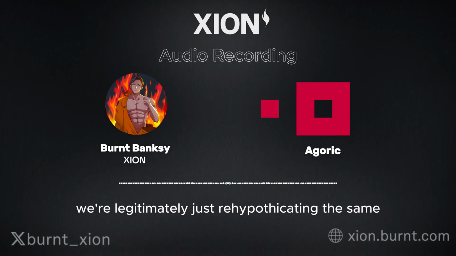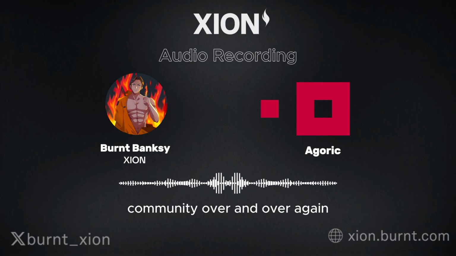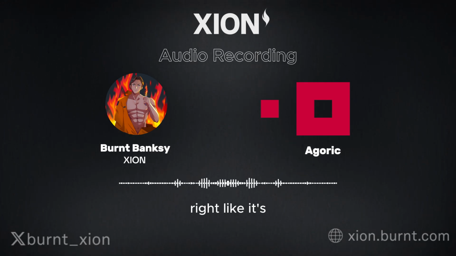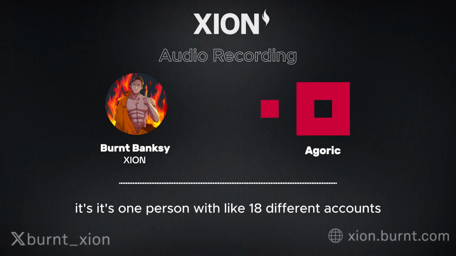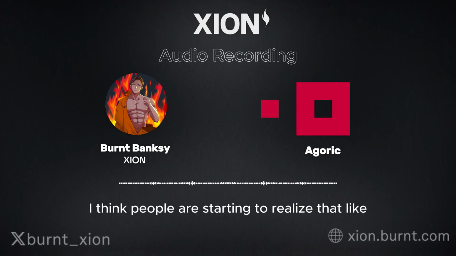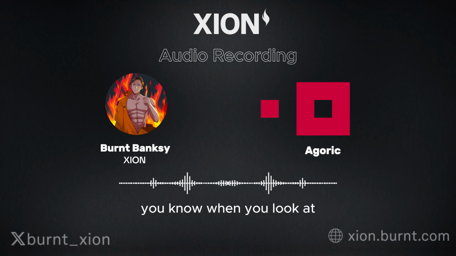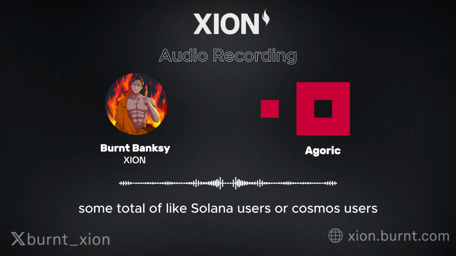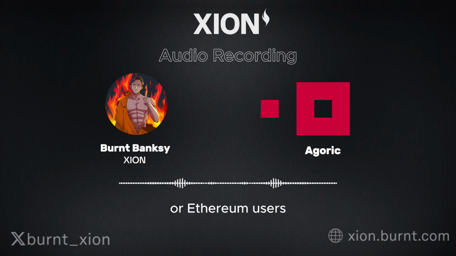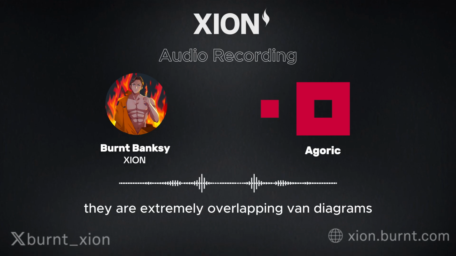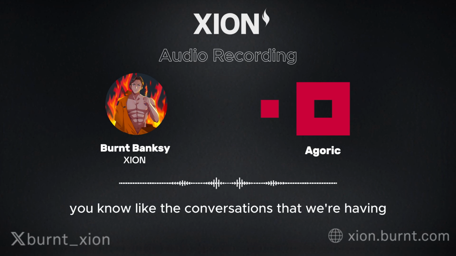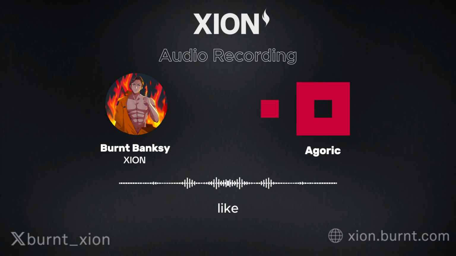We're legitimately just rehypothecating the same community over and over again to different blockchains. They're all just liquid staked people at this point. It's one person with 18 different accounts. I think people are starting to realize that when you talk about the sum total of Solana users or Cosmos users or Ethereum users, these are not completely separate circles. They are extremely overlapping Venn diagrams.